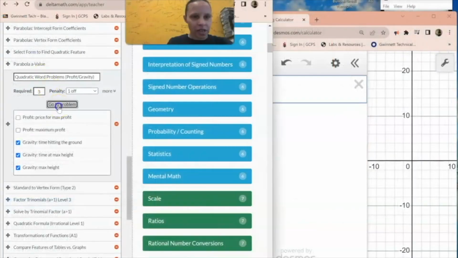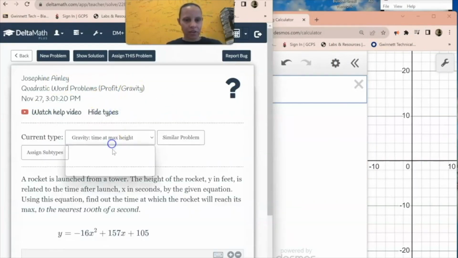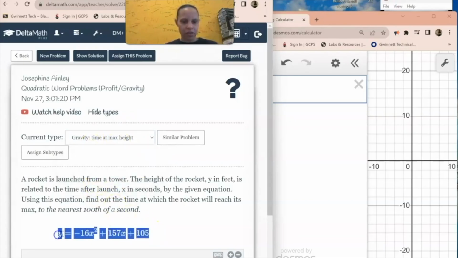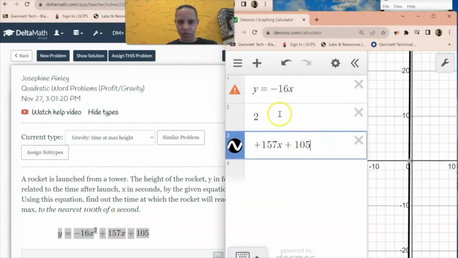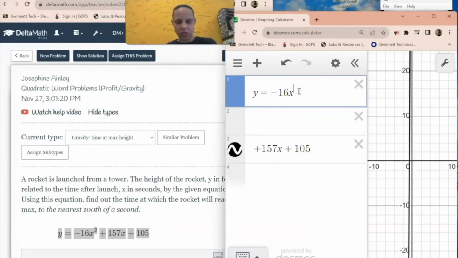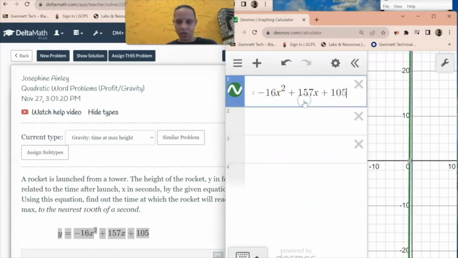All right, we're going to take a look at quadratic problems, profit and gravity. There are a few questions that you could get. It really doesn't matter. The big thing, and I'm actually going to go over all of them just so that you understand. You copy it, Control C. You paste it into the calculator, Control V. It does this weird funky thing. Just correct it. So here should be Shift 6, squared. And then I'm going to copy this, Control X, paste it, Control V.